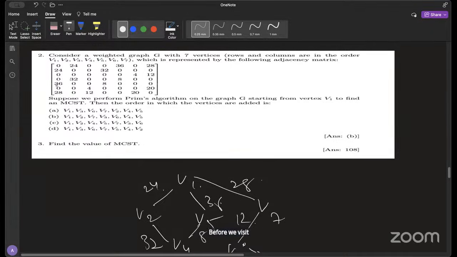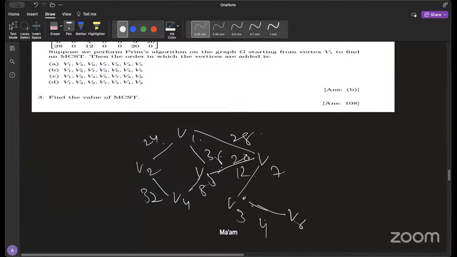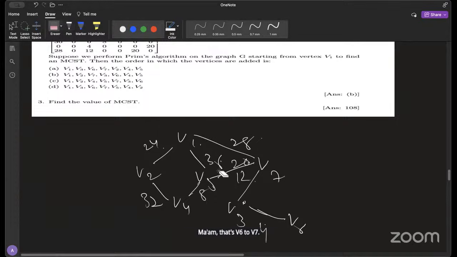And then for V5 to V1, 36 we've already written. Then V5 to V4 also we've written. V6 to V7, that's the last one. We don't have V5 to V7. V6 to V7, that's 20. Okay. Are we done with all edges? Yes. 20, 4, 12. Ma'am, in the graph you made an edge from V5 to V7. We have V6 to V7. Okay. And it's 20, right?